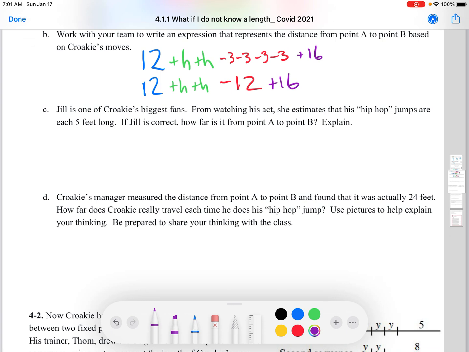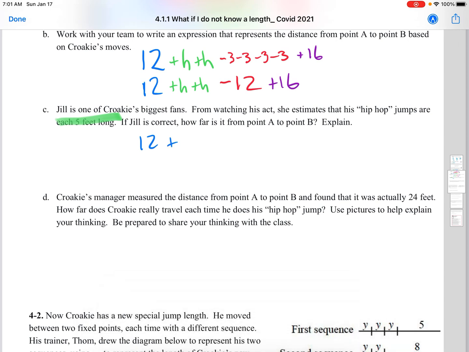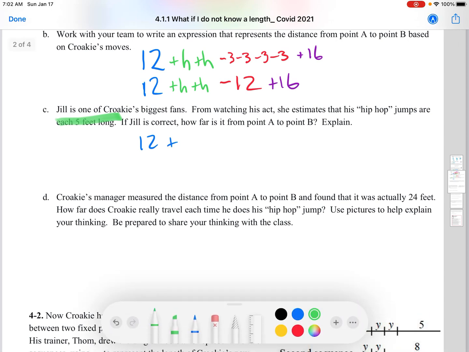Jill is one of Croaky's biggest fans. From watching his act, she estimates that his hip-hop jumps are each 5 feet long. If Jill is correct, how far is it from point A to point B? So if each hip-hop jump is 5 feet long, I'm going to mark it in the color, right? The hip-hop jump is 5 feet, right? Because it is the green part of our jump. So when I do that, that's the 12, plus, now each one of these is 5 plus 5. Then I could do my -12 plus 16.